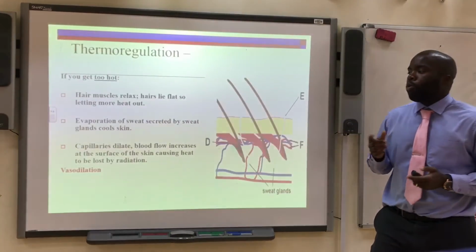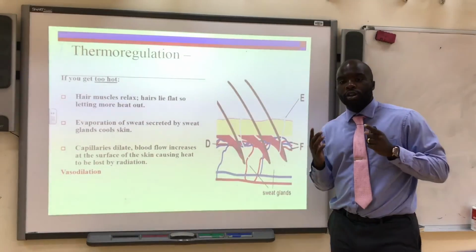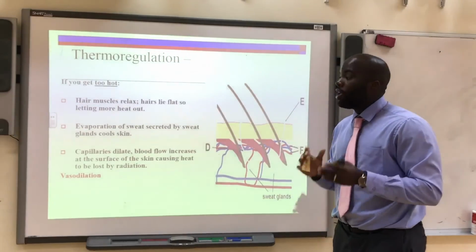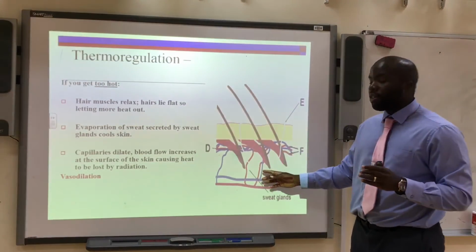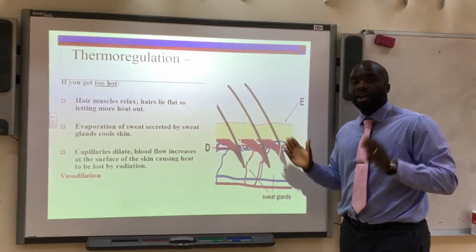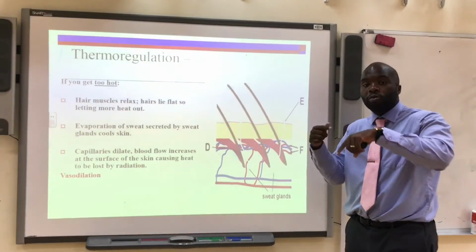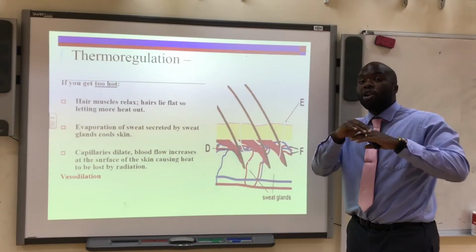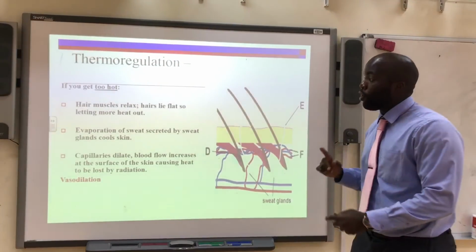The opposite to what we looked at before, we previously looked at vasoconstriction. If you get too hot, your capillaries do something known as vasodilation. For something to dilate, it opens or it widens. So the blood vessels supplying your capillaries dilate or widen. What that means is that more blood flows to the surface of the skin. Because more blood is now flowing to the surface of the skin, more heat is able to be lost via the skin by radiation. That's a really key point for your exam.